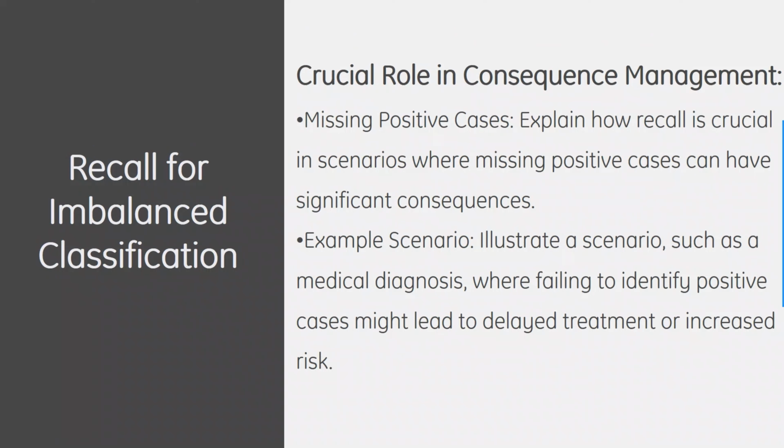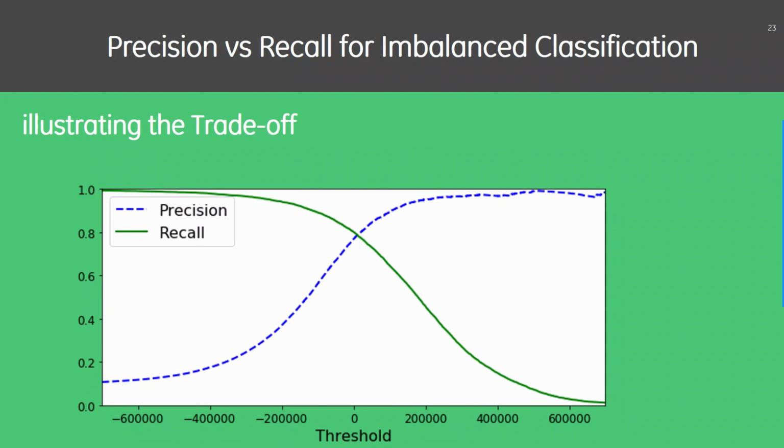Next, we have the crucial role in consequence management, which is missing positive cases. Explain how recall is crucial in scenarios where missing positive cases can have significant consequences. Example scenario: illustrate a scenario such as medical diagnosis, where failing to identify positive cases might lead to delayed treatment or increased risk.